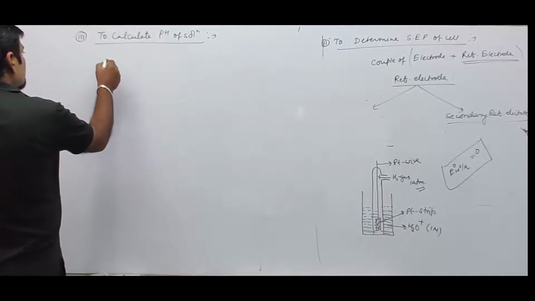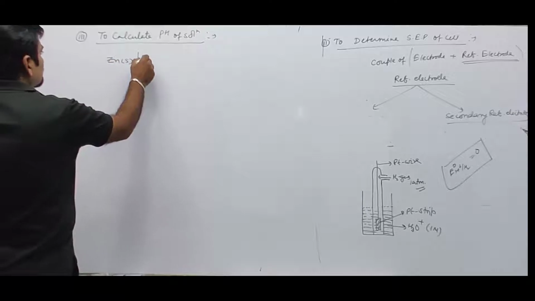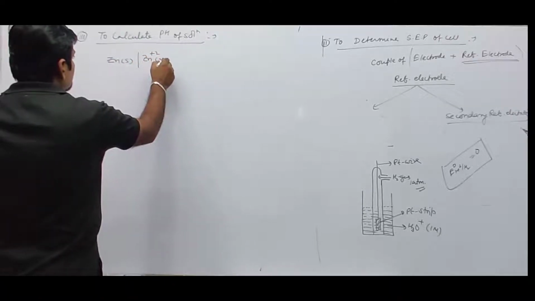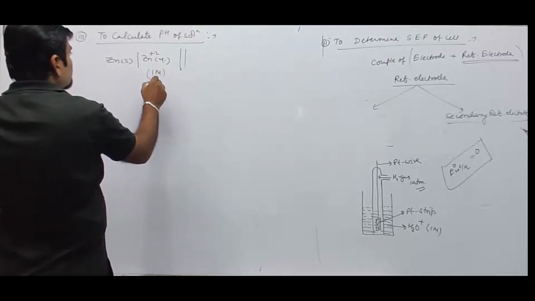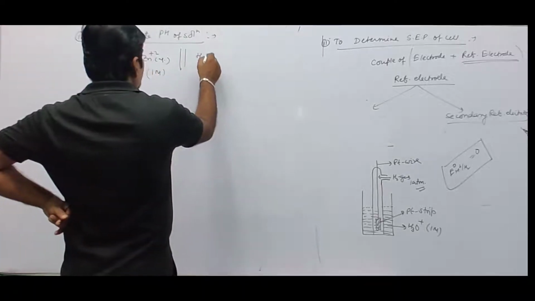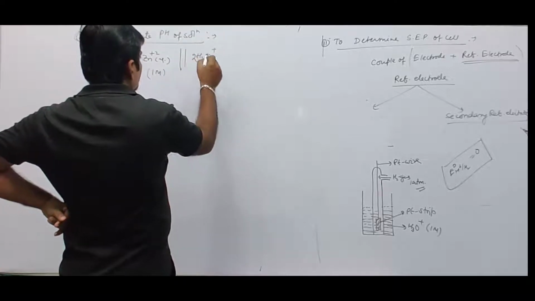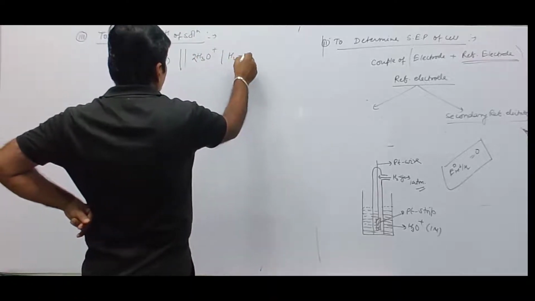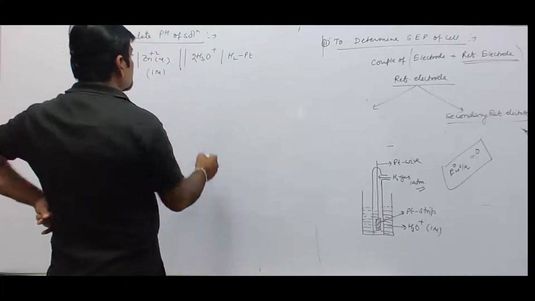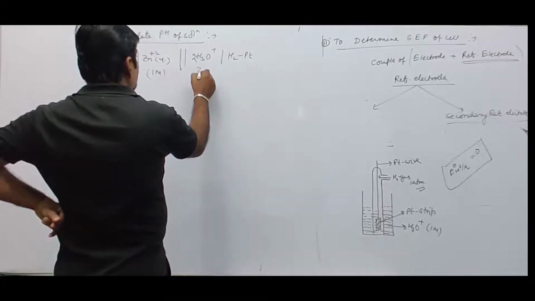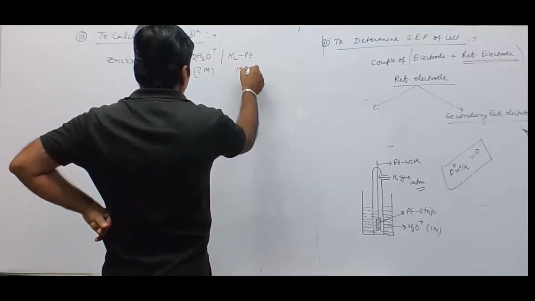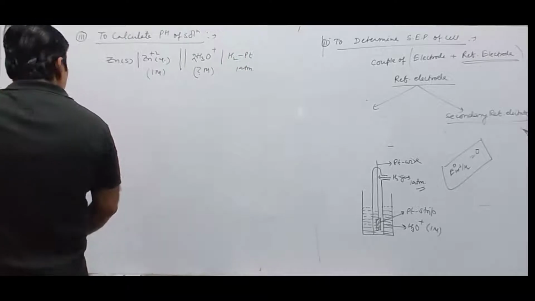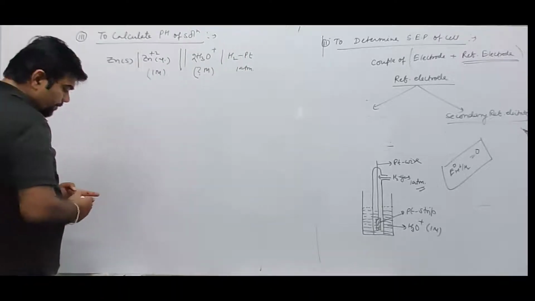Suppose we have the same reaction: zinc solid converted to Zn2+ aqueous. Their concentration is taken as 1 molar, and there is 2 H3O+ converted to H2 gas over the surface of platinum. What concentration is there? We don't know, we should find out. And this is 1 atmospheric pressure. So how can we do it? See.